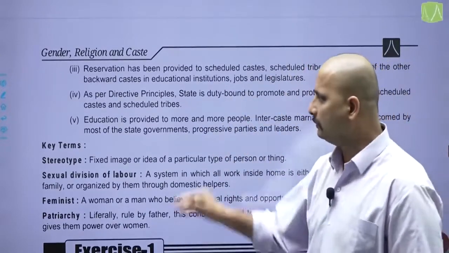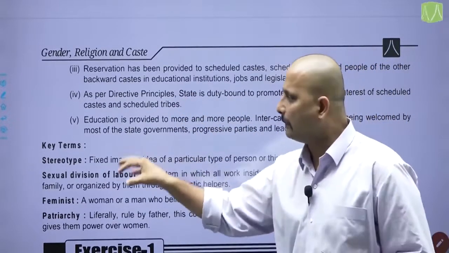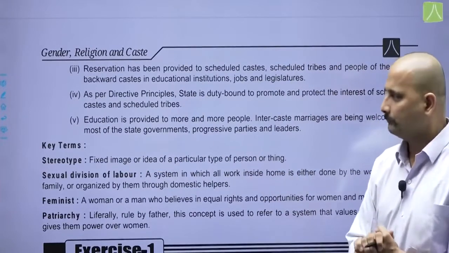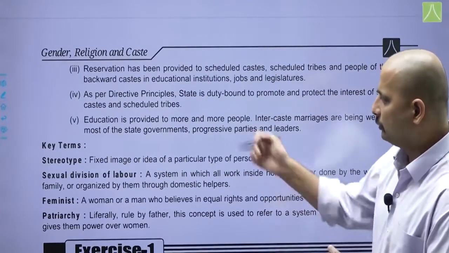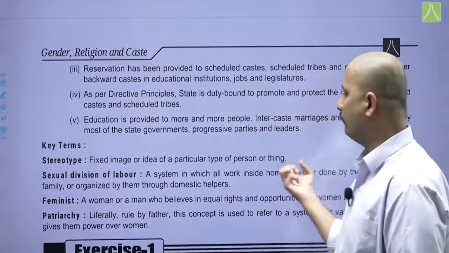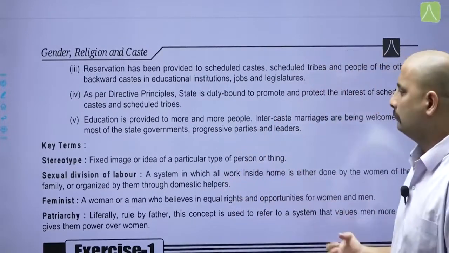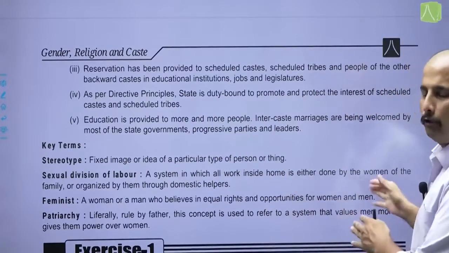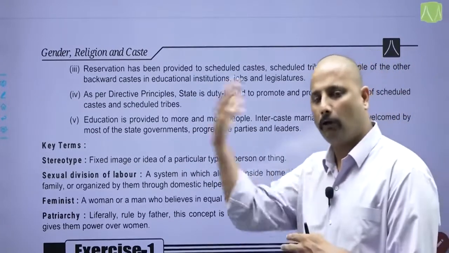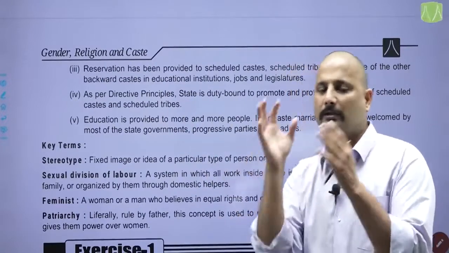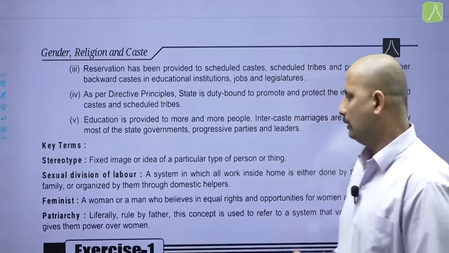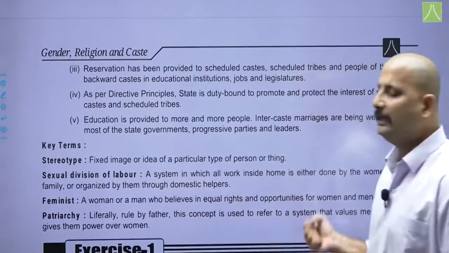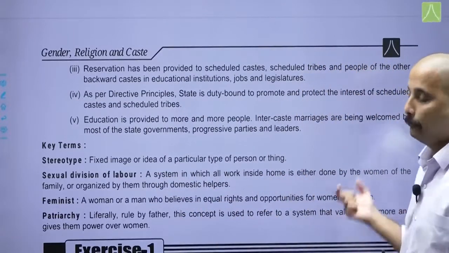Here are some key terms mentioned in the chapter: stereotype, sexual division of labor, feminist and patriarchy. A stereotype is a fixed image or idea which we create of a particular person or thing. Sexual division of labor is a system in which all work inside the home is done by the females and all the work outside of the house is supposed to be done by the males. Feminist: a woman or a man who believes in equal rights and opportunities for women and men.